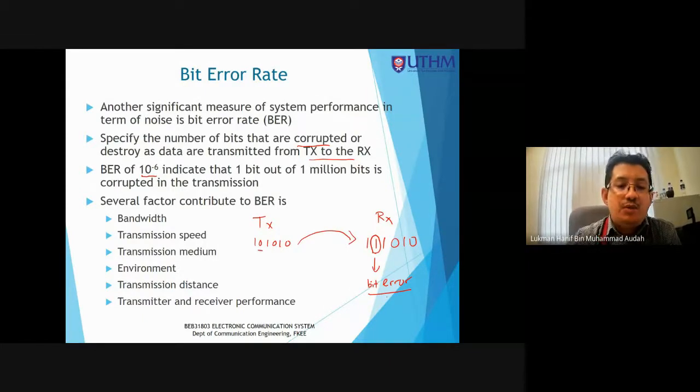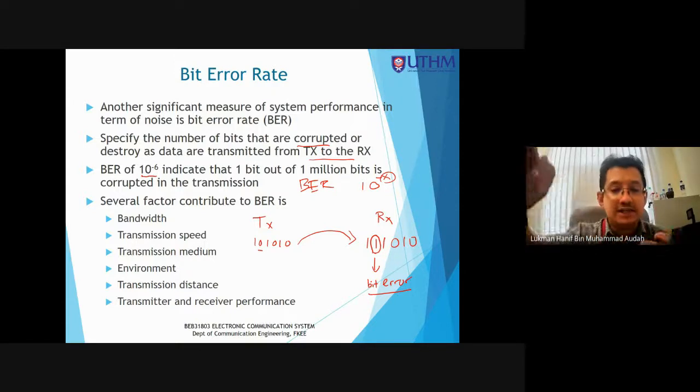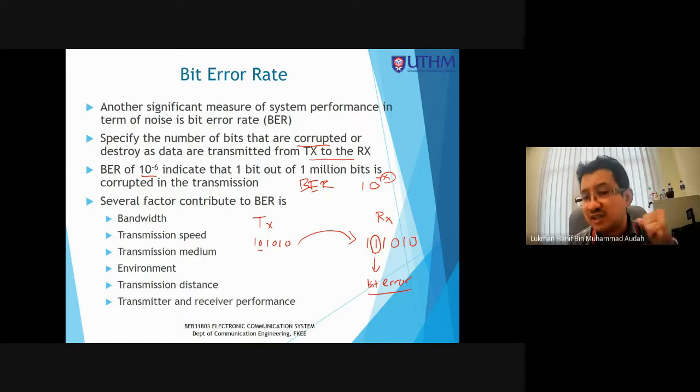So normally when we write the bit error rate, apabila kita menulis bit error rate, cara kita menulis adalah dalam bentuk 10 kuasa minus X. Apakah X? X adalah jumlah bit yang kita hantar dalam sekali hantar, in one time. How many bits that we can transmit in, for example, 1 second? For example, if I can transmit signal 1 million bit in 1 second, dalam masa 1 saat saya boleh hantar 1 juta bit, for example.